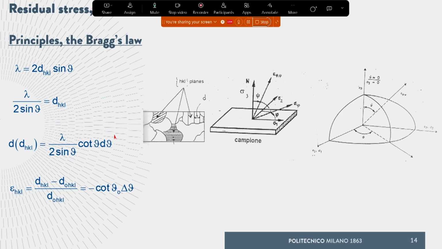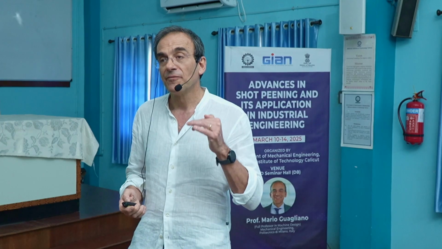And so, if we know delta d_hkl, we remember the definition of strain, that is delta d over the initial d, and we can write that epsilon, the deformation, the strain for that lattice plane hkl, is equal to minus the cotangent of theta 0 times delta theta, where theta 0 is the original diffraction angle of the undeformed material.